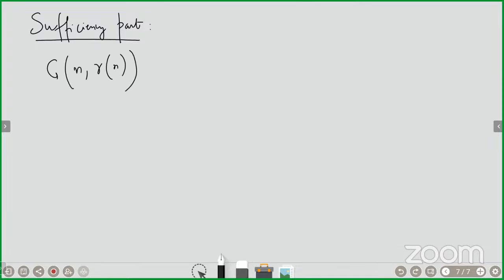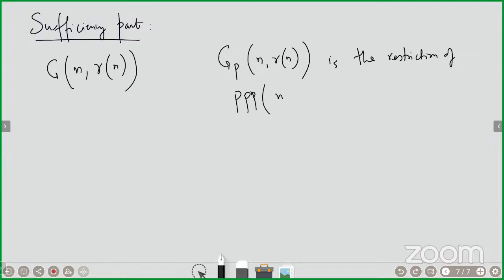So G of n comma Rn is the graph which I am interested in. GP of n comma Rn is the restriction of the PPP. Let me be very clear, I'll keep using G and GP again and again. G is the graph which I am interested in. GP is the graph which is the restriction of the PPP over the unit square, with density n.